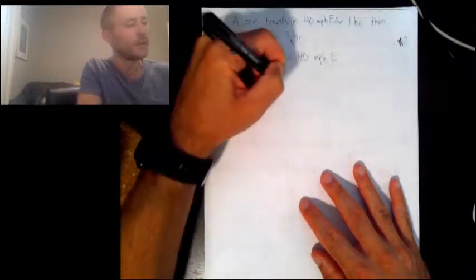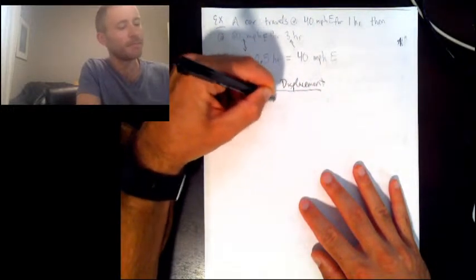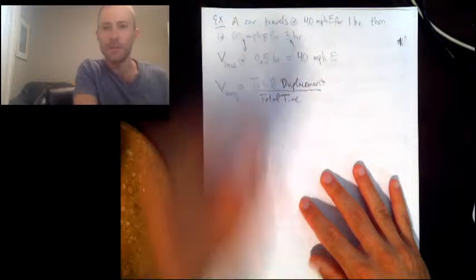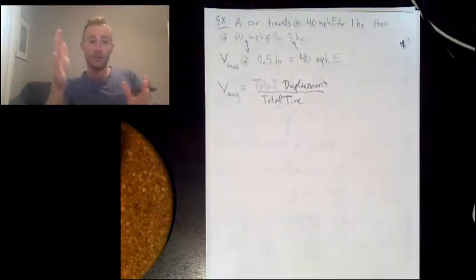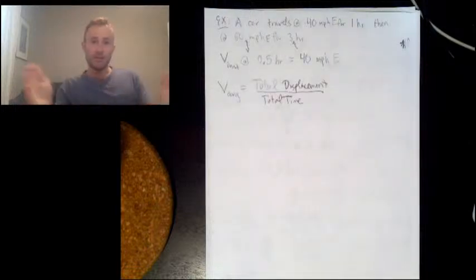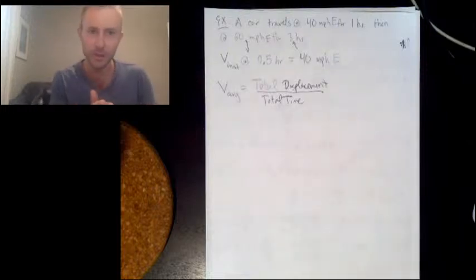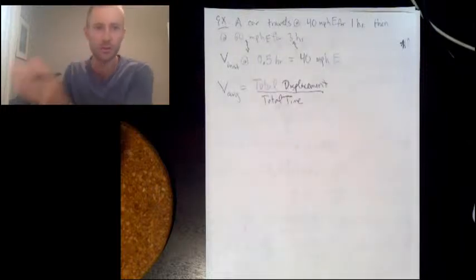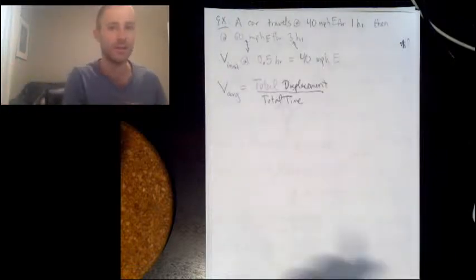Ooh, yeah. Total displacement over total time. Okay? So keep in mind, if you were to just average 40 and 60, you would get 50. 40 plus 60 over 2 is 50. Okay? But that's not going to be the answer. Who can tell me? Is the answer going to be closer to 40 miles per hour or 60 miles per hour, and why? If you know the answer to that, go ahead and type it in.